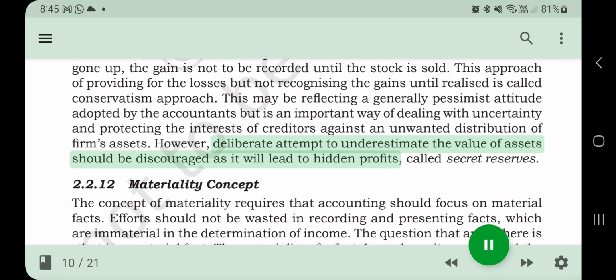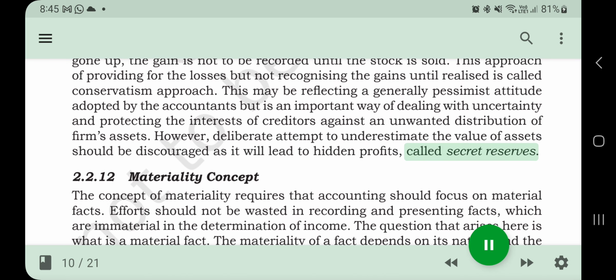However, deliberate attempt to underestimate the value of assets should be discouraged as it will lead to hidden profits, called secret reserves.